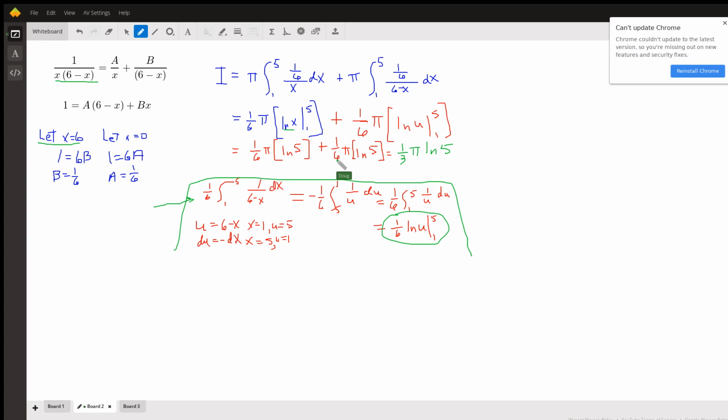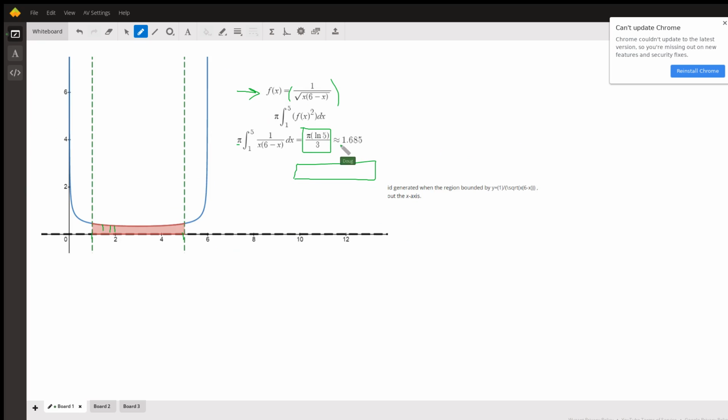1/6 plus 1/6 is 2/6 or 1/3, so pi over 3 times ln of 5. And that was approximately, if we go back to board 1, 1.685. So there's your exact answer. There's an approximate answer. There you go.